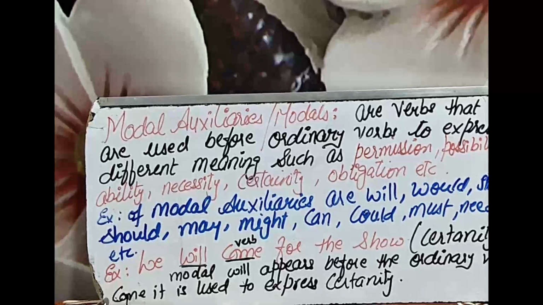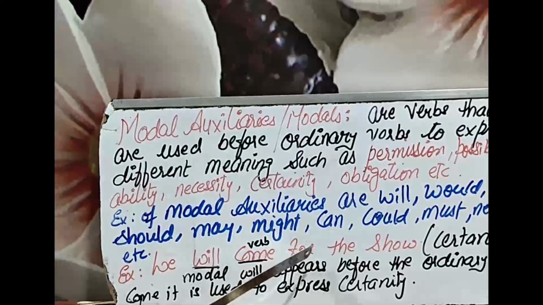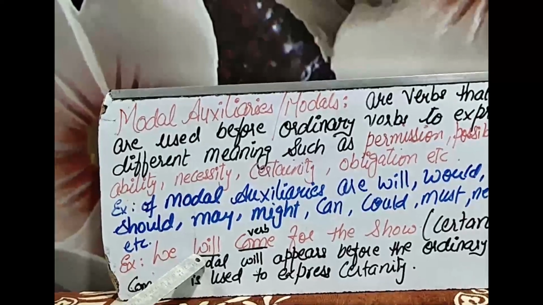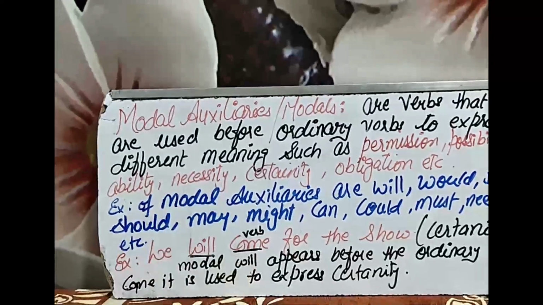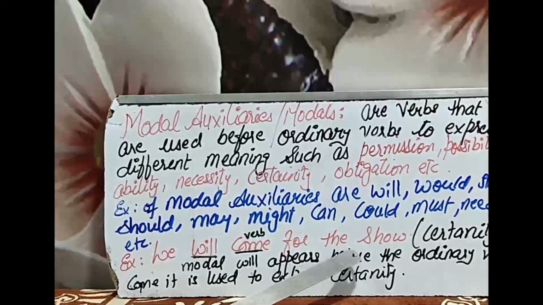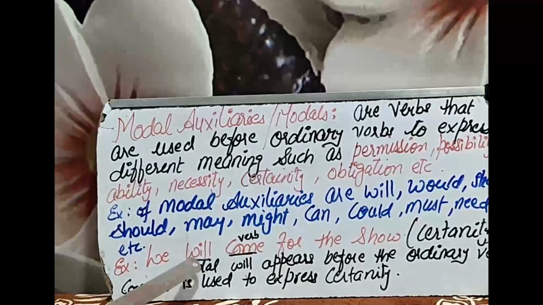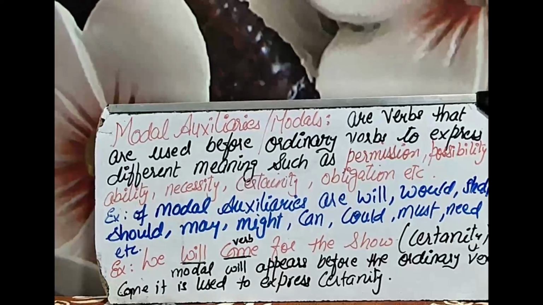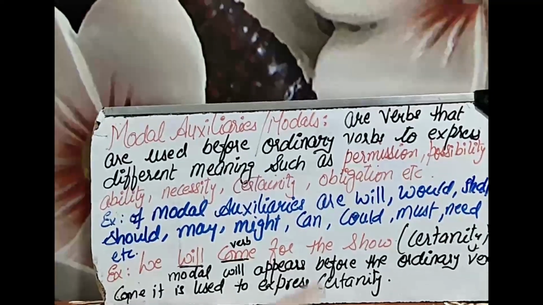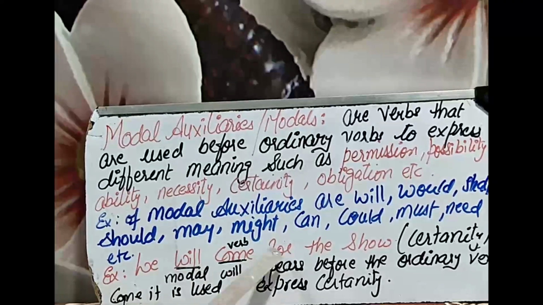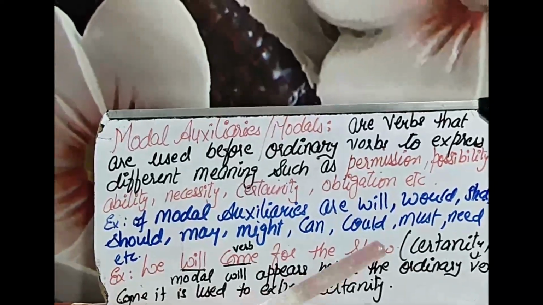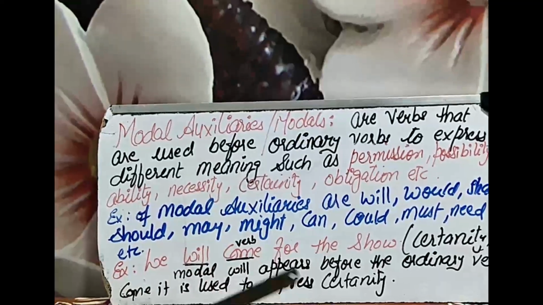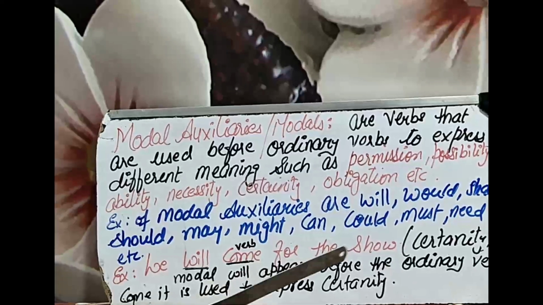Now look at the example. We will come for the show. Now here, "will" is the modal auxiliary and "come" is the verb. So the modal "will" appears before the ordinary verb. Modal always appears before what? The ordinary verb. "Come" is used to express certainty, and this sentence is showing certainty, that we will come for the show. तो हम show के लिए आएंगे, means certainty.